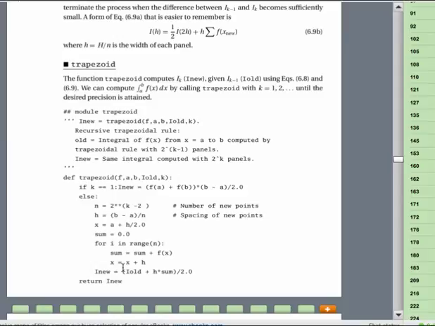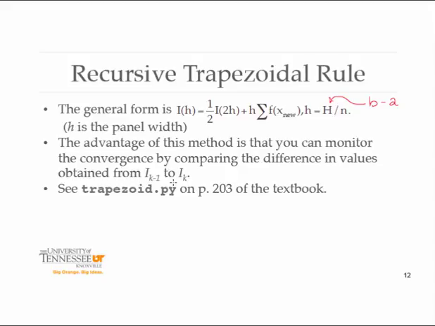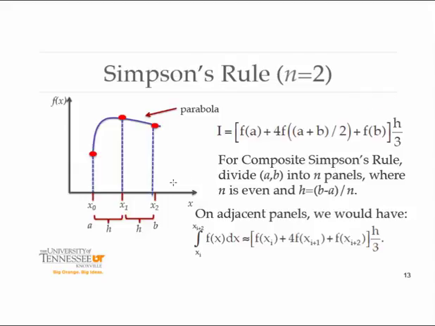Again, where you can see that we're updating right here, I new equals I0 plus h times the sum divided by 2. So very nice implementation of this way of approximating integrals using the trapezoidal rule with finer and finer meshes.